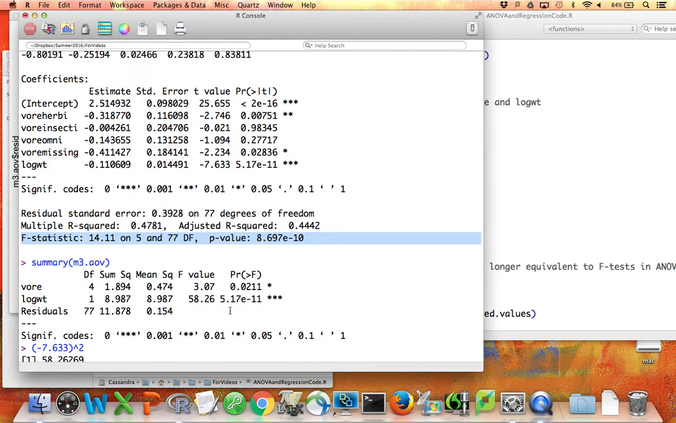That test is not part of the Anova output we have here. Here we have a p-value for whether VOR is important, and we have a p-value for whether log weight is important, but there's no p-value for whether VOR and log weight as a whole are an appropriate alternative to the equal means model.